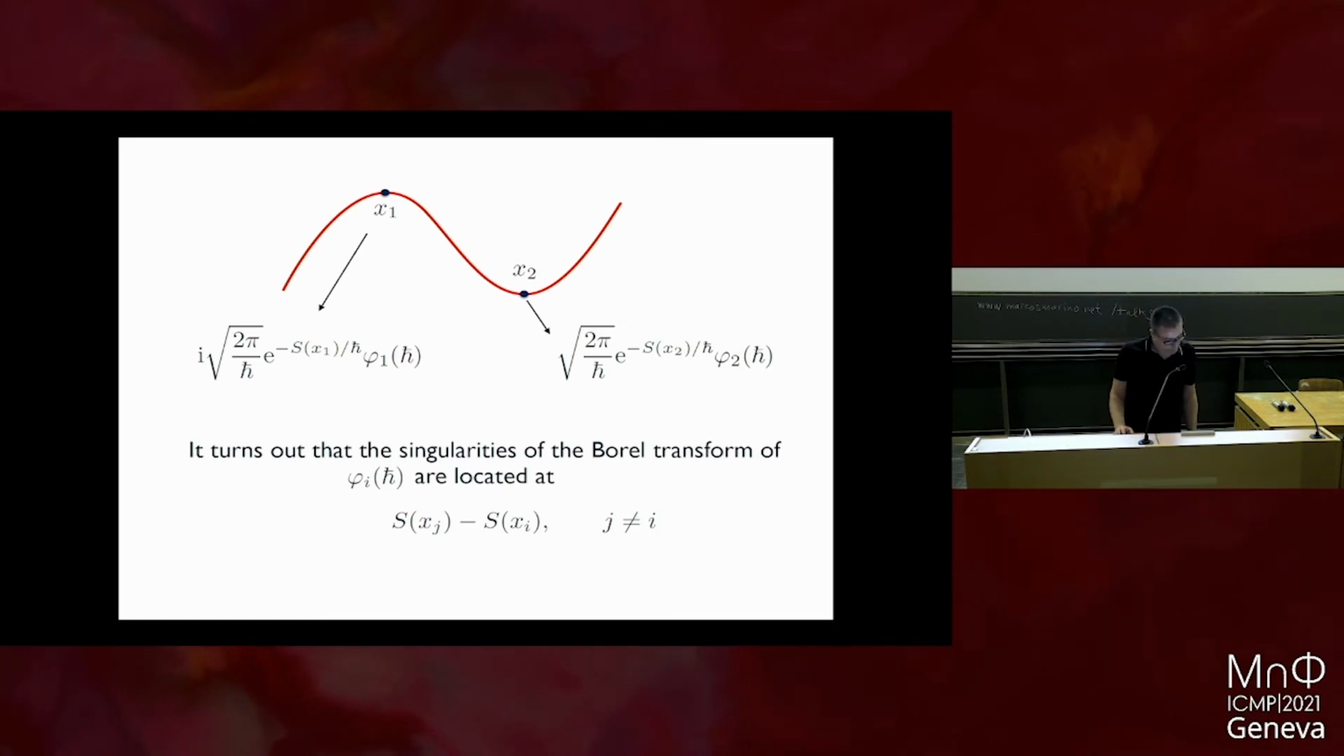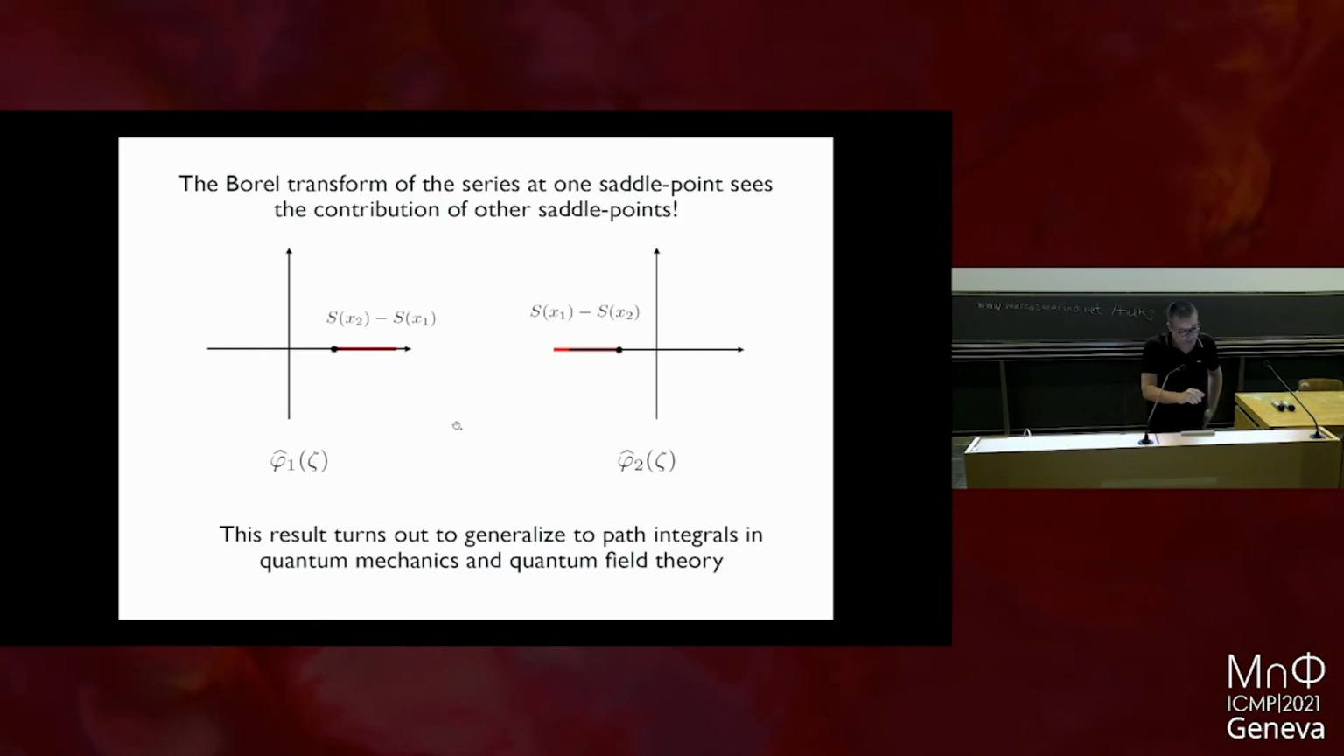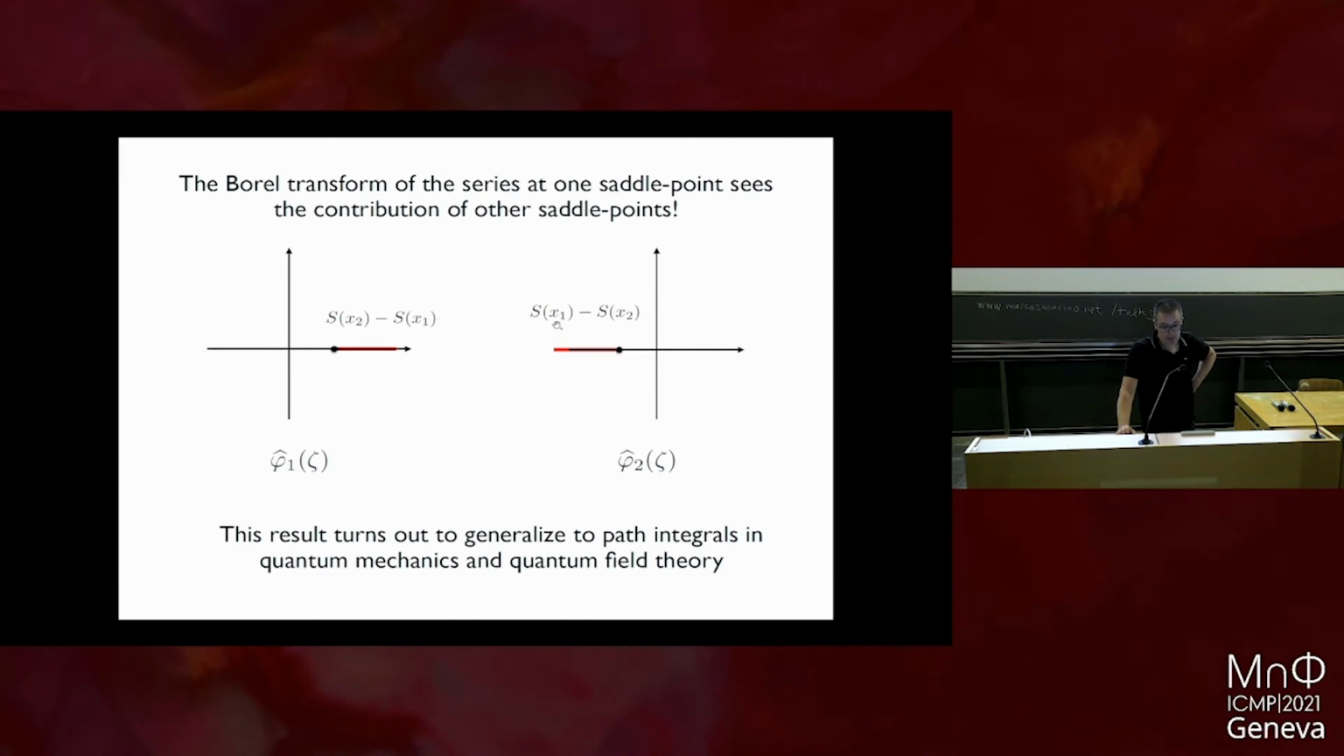And what is interesting about this, so this is a plot here that I just rephrased, this thing that I'm saying. If you look at the Borel transform of phi 1, you will find the action of the second critical point, and vice versa. If you look at the Borel transform of phi 2, you will get the action. I call x the action function. So you will get the function x evaluated at the other critical point.